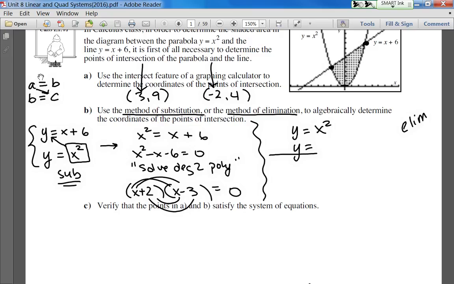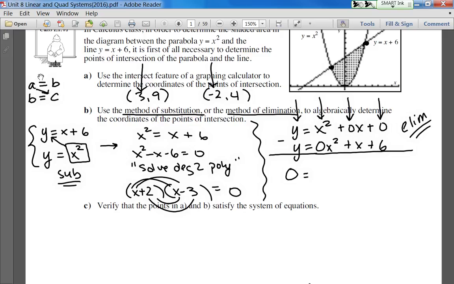Y equals x squared, and then this would be y equals 0x squared plus x plus 6. Now, does it match up per column? We got our y's in the columns, we got our x squares in the columns, we got our x's in our columns, and we got our constants. So this is 0x squared, and this is a 0 constant. Now you subtract. Y minus y? 0, and that's the whole point of eliminating.